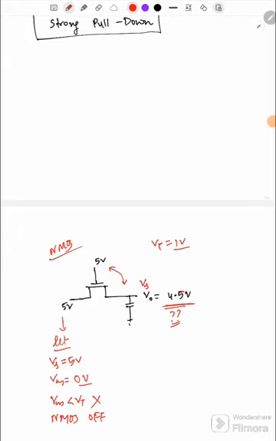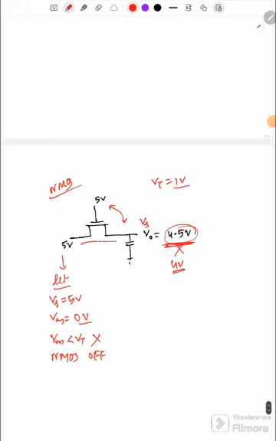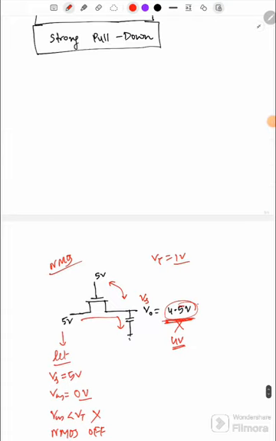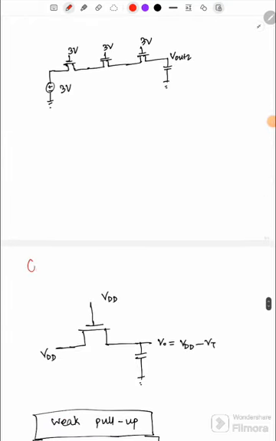So if this is the source, how much can this go? This cannot go to 4.5 volt, this can only go to 4 volt. Then only it can conduct and charge up to 4 volt. So this cannot reach 4.5 volt. So here is the conclusion.